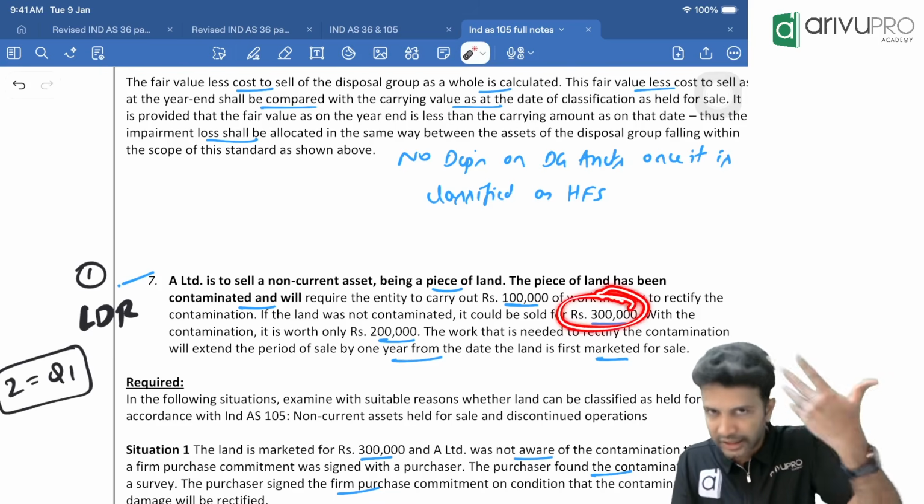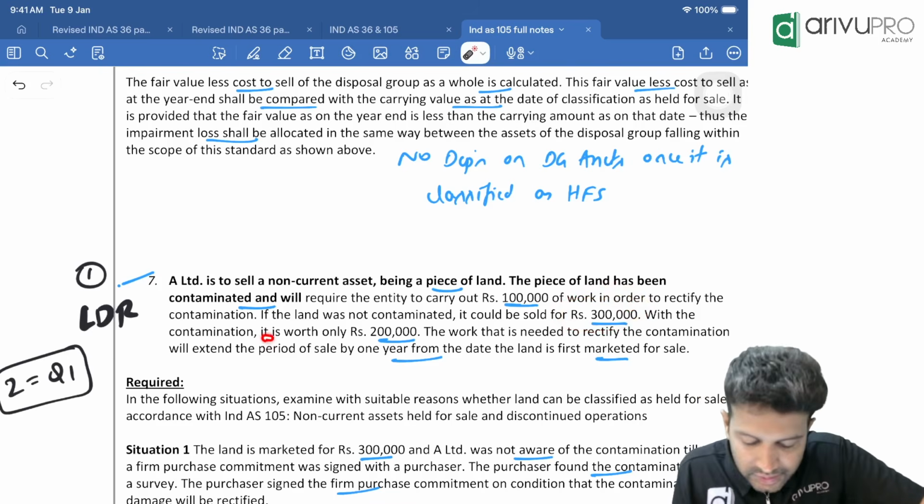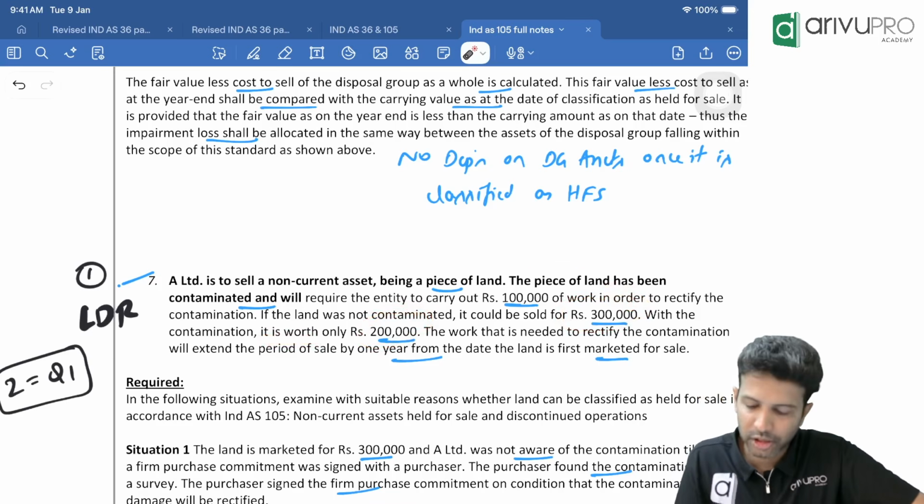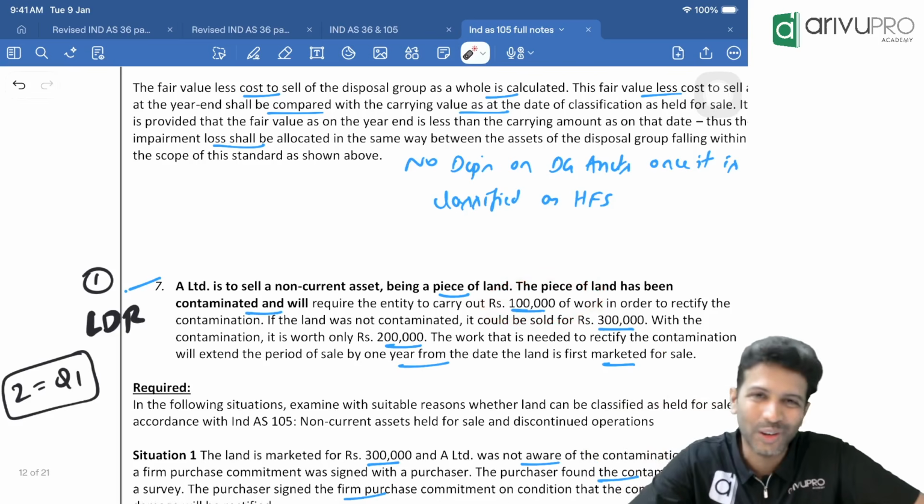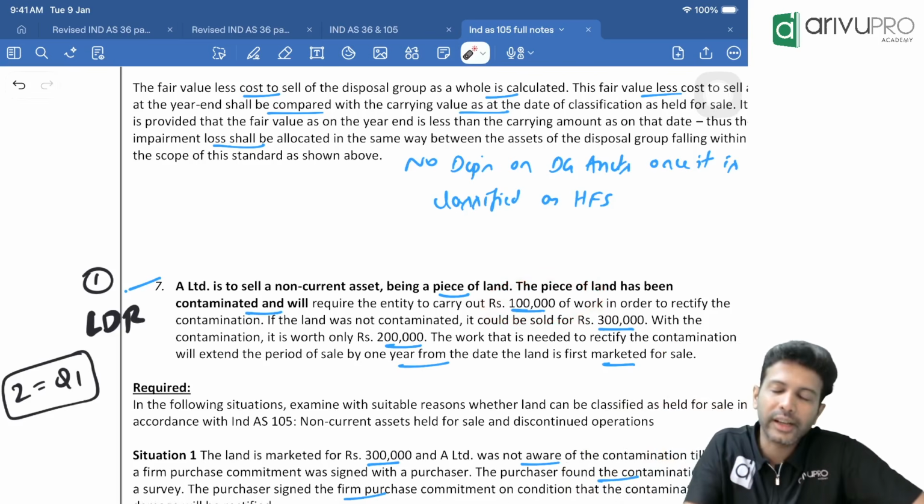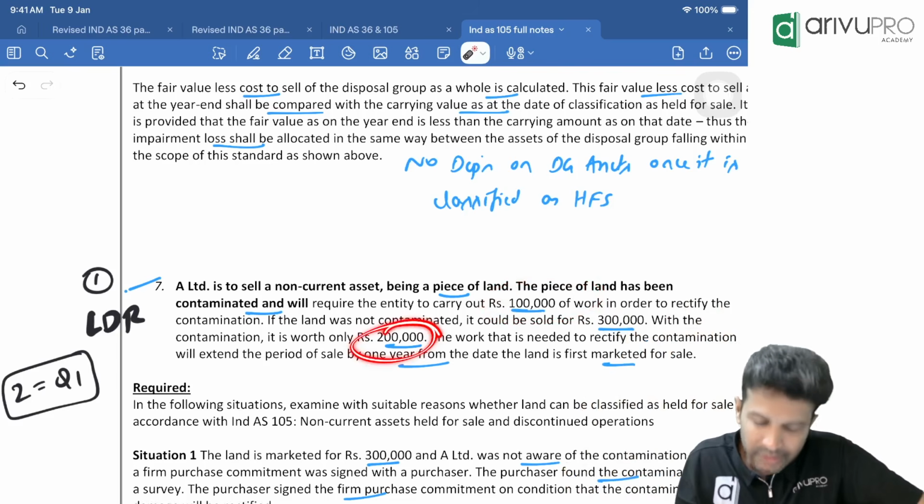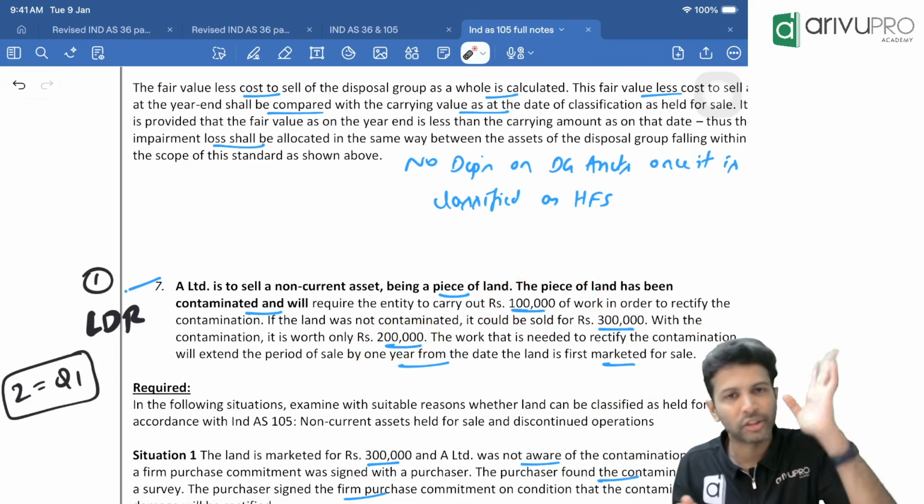Okay. If the land was not contaminated, then it can be sold for 3 lakh. But in the current case, it is contaminated. With contamination, it is only worth 2 lakh because 1 lakh will go for your repair work, or rectification work, right? Without contamination, value is 3 lakh. But contamination is there. That means its worth is only 2 lakh.